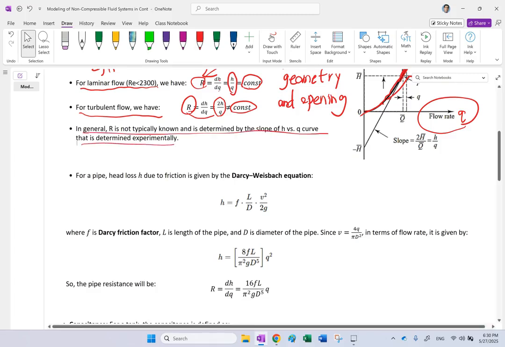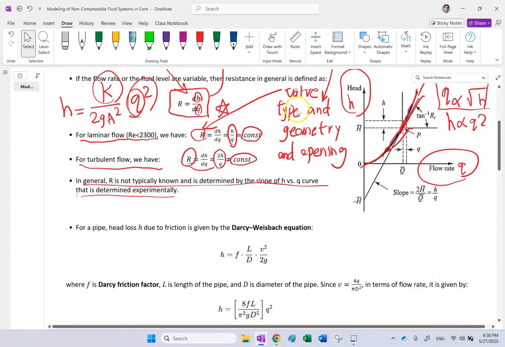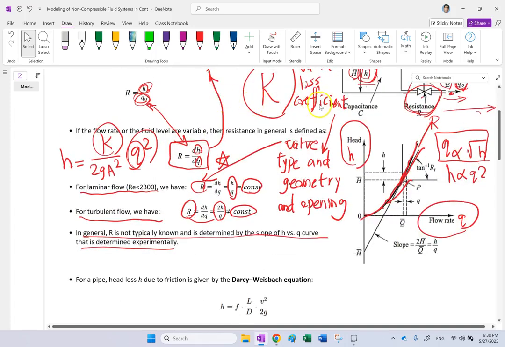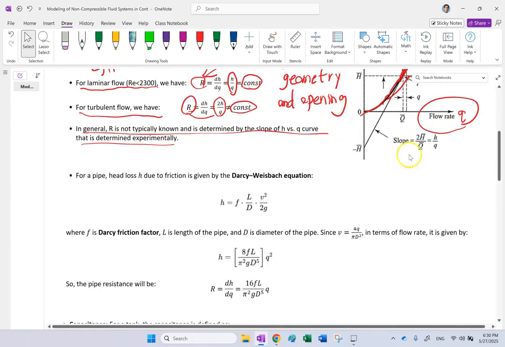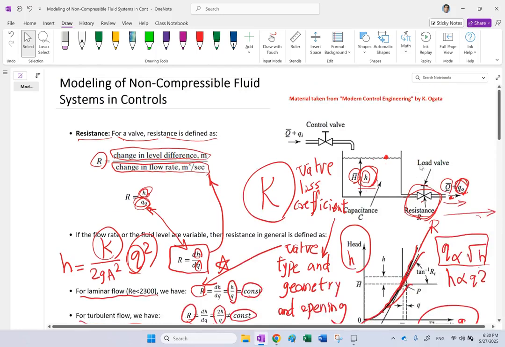So when you buy a valve, depending on the valve shape, geometry, and so on, you might get this K graph, a graph for K or values for K. So this is the resistance for a valve.